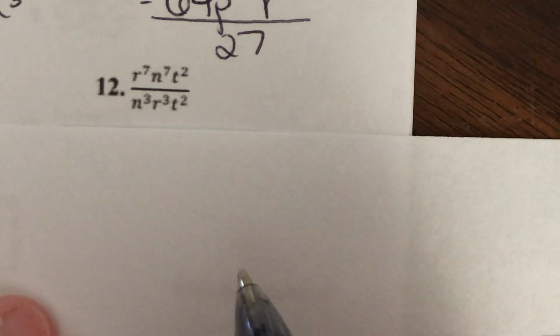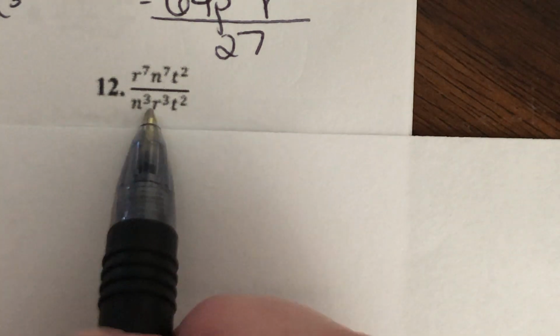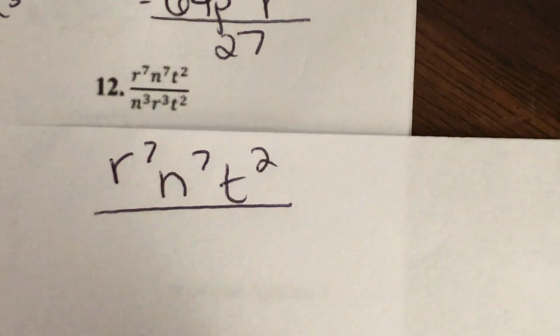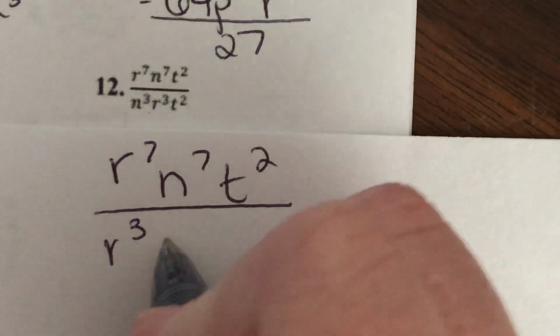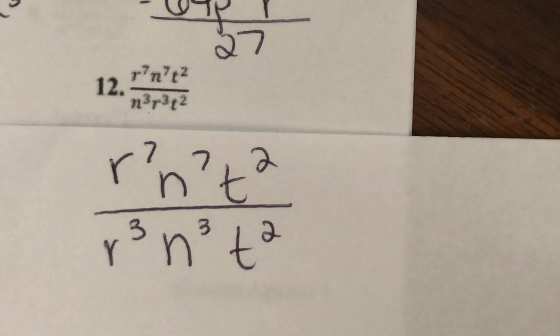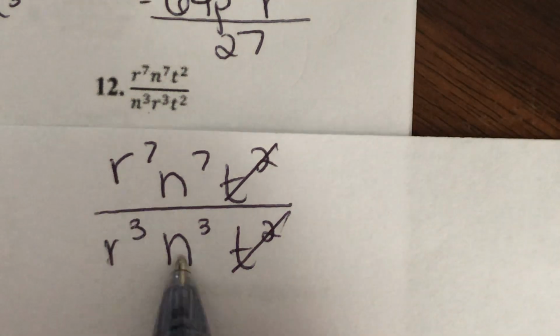Okay, now I want to rewrite this to line up my like terms. I've got R and T on top. I've got N, R, T on the bottom, so I'm going to flip-flop this N and this R. So I'm going to write R to the 7th, N to the 7th, T squared over R to the third times N to the third. I just flip-flopped them, and then T squared at the end. And I automatically can see that T squared and T squared cancel each other out. They're exactly the same, right? So then all I've got left are R's and N's.